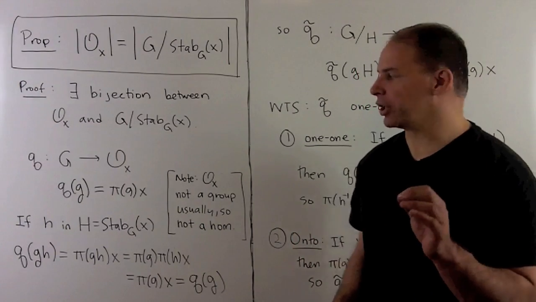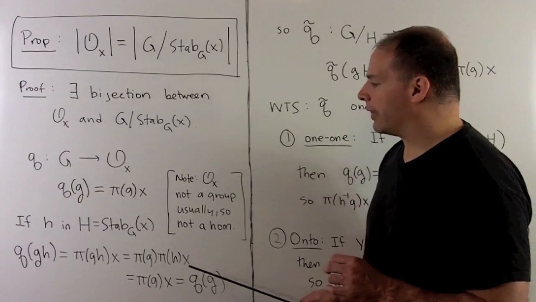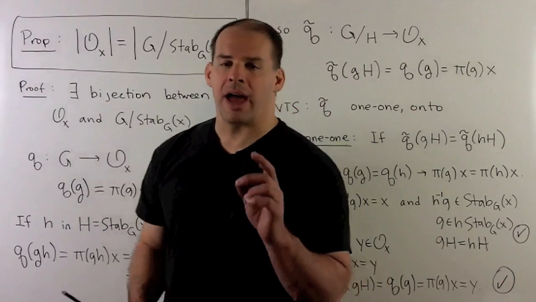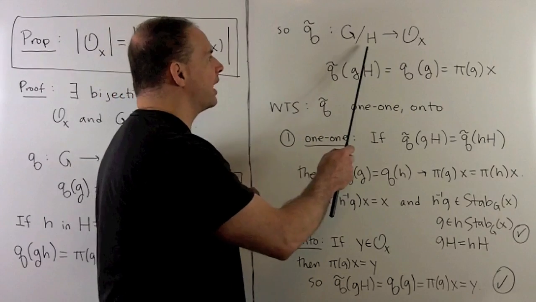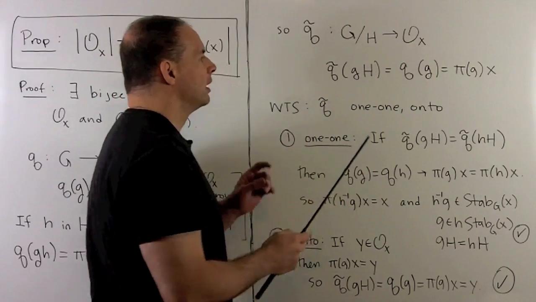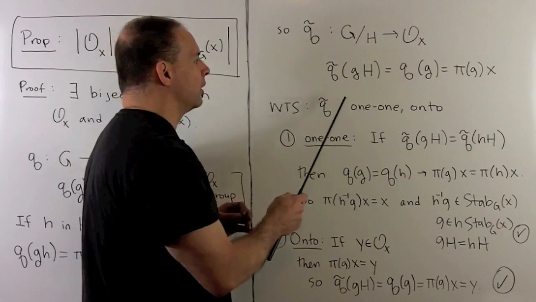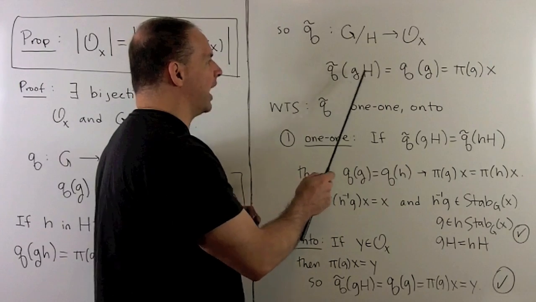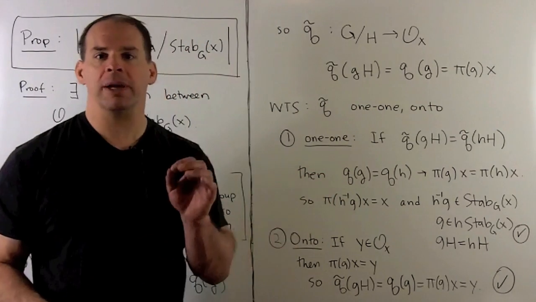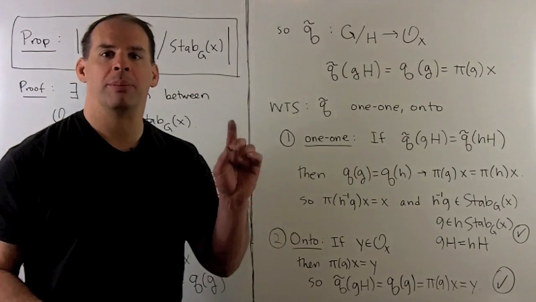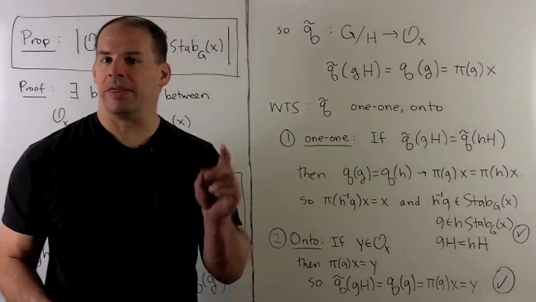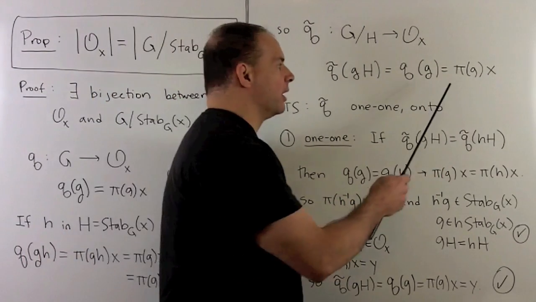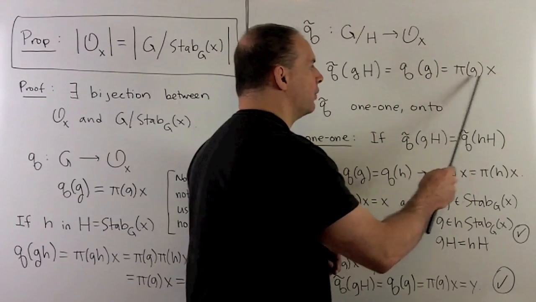So we get pi of g on x, which is Q of g. So that's our assertion. Now that means I have another map, Q tilde, on our left coset space going to our orbit, defined by Q tilde of the coset gH is equal to Q of g, which in turn is equal to pi of g on x. The way to think of this, if I stick an element of the stabilizer in here, it's going to have no effect.